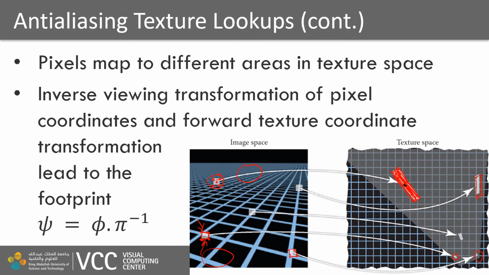And how can we calculate these footprints? It can be calculated by performing an inverse viewing transformation first, so that from the individual positions of these fragments in the screen space, we get to the actual 3D positions in the world space. And then from this 3D position in the world space, we will perform the texture mapping function, which will bring us into the texture space. So we get from 2D space to 2D space over the 3D space of the world scene.